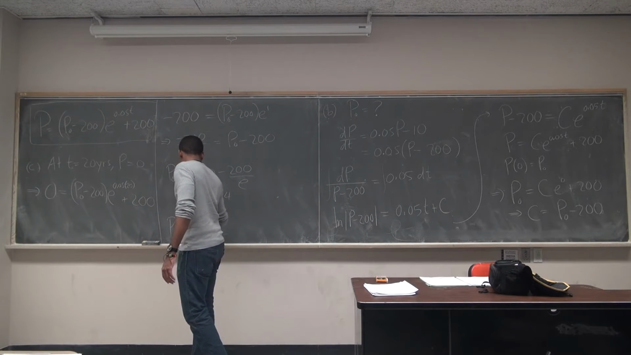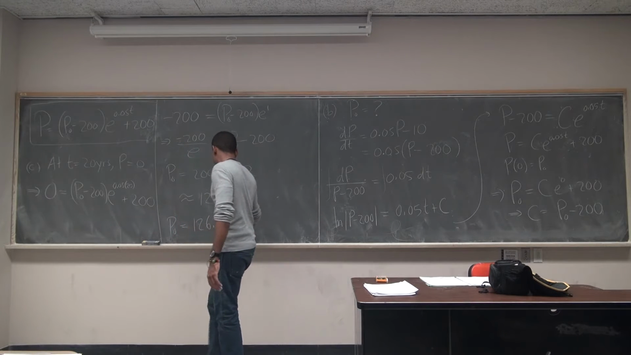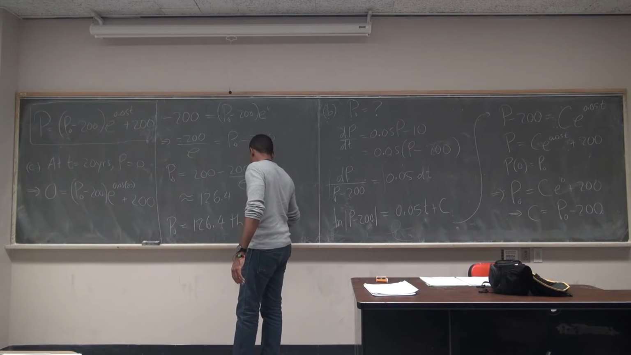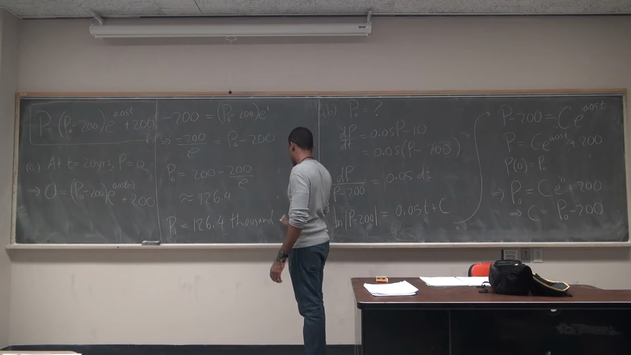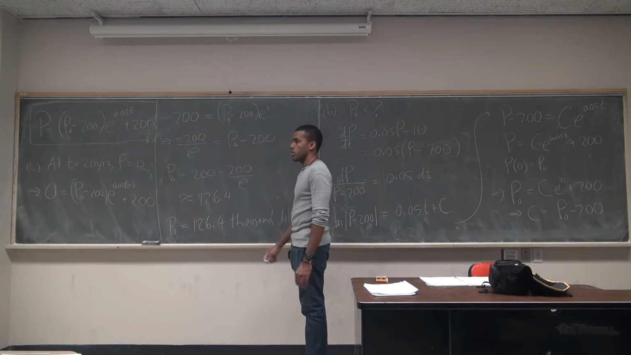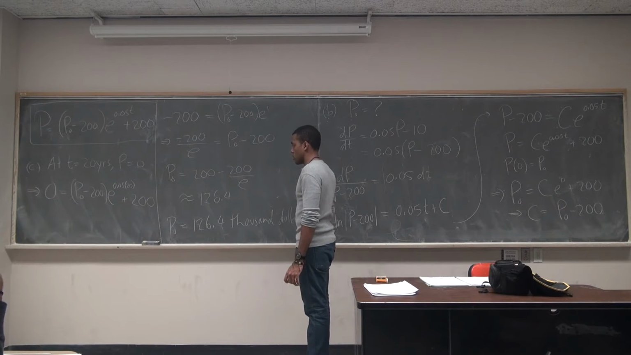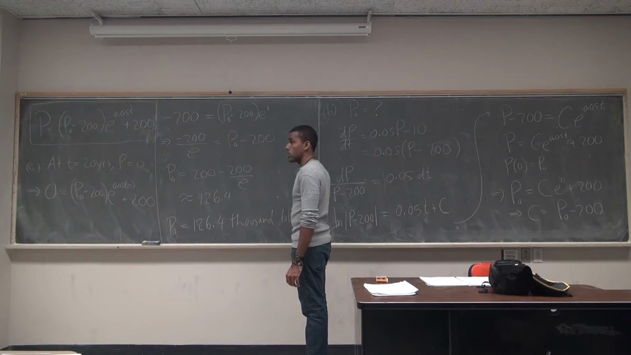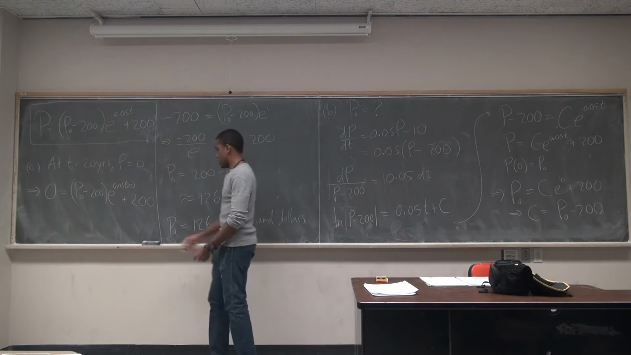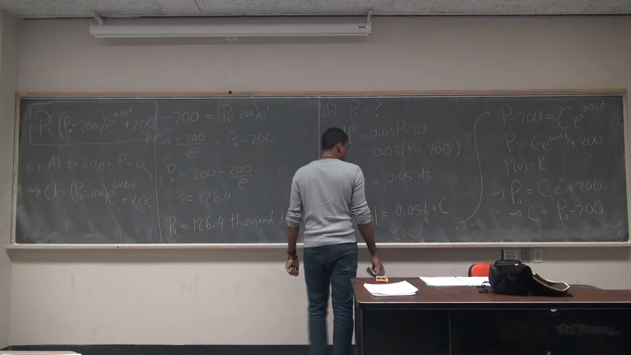So P0 would be $126.4 thousand. Right, remember it's in units of thousands. So this is saying after 20 years, $126,000. You multiply by 1,000, yes. So that's the initial amount you'd have to deposit to be able to do that for 20 years.